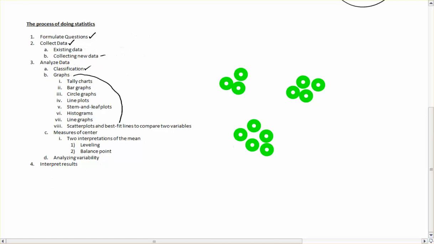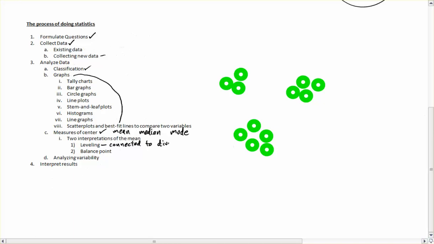Students should also analyze data by looking at measures of center, the mean or the average, the median is another measure of center, the mode. All are important for students to learn about and understand. One of the key things for them to learn is that there's really two ways to interpret the mean: a leveling interpretation, which is connected to their concept of division.